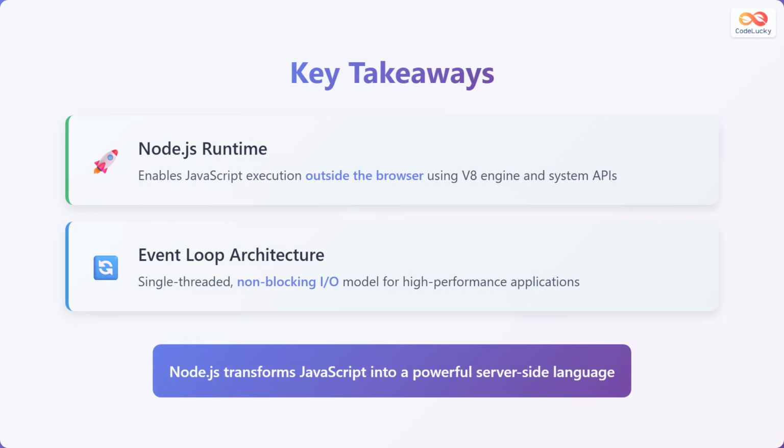Let's summarize the key takeaways from this presentation. Firstly, Node.js Runtime enables JavaScript execution outside the browser using the V8 engine and system APIs. Secondly, the event loop architecture provides a single-threaded, non-blocking input or output model for high-performance applications. In conclusion, Node.js transforms JavaScript into a powerful server-side language.